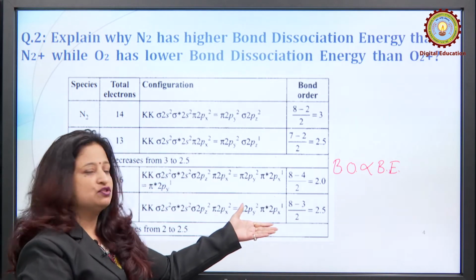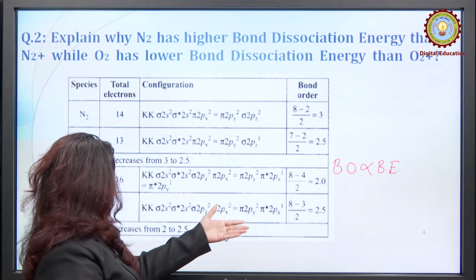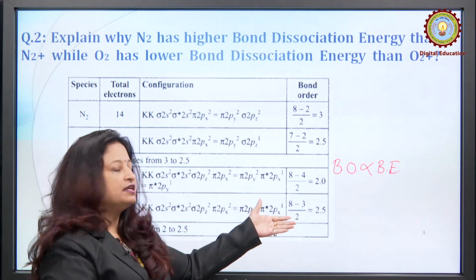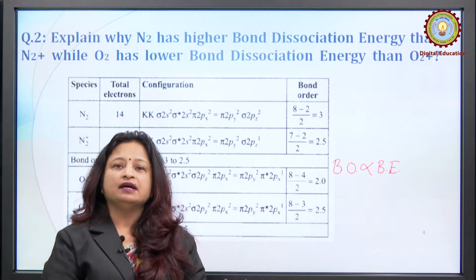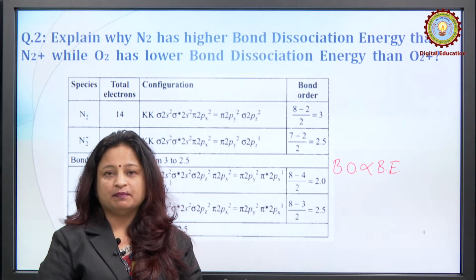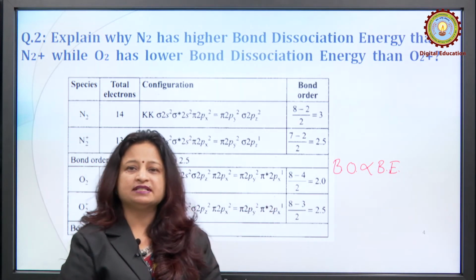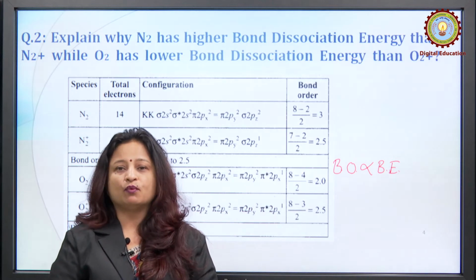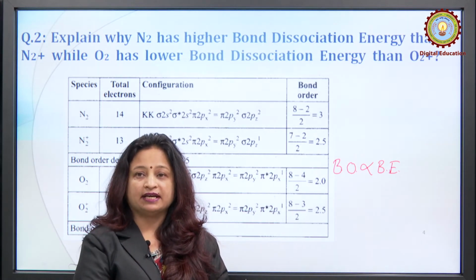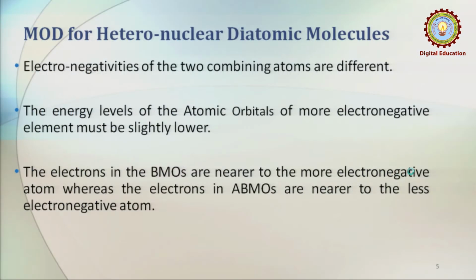Similarly, in case of O2 plus, you can see that the bond order is higher as compared to O2. So, here it is clear why O2 plus has higher bond dissociation energy as compared to O2. This is the basic difference that we have already seen while discussing the molecular orbital diagrams for various homonuclear diatomic molecules. So, let us come to the molecular orbital diagrams for heteronuclear diatomic molecules.